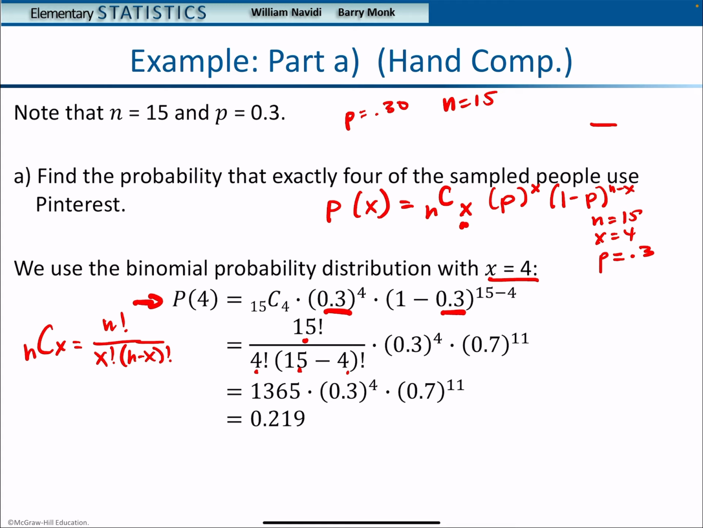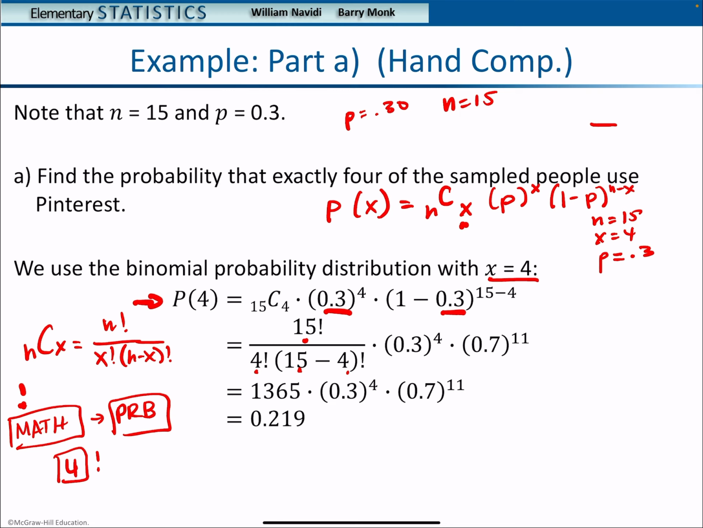There is a calculator key that's factorial, and let me tell you where it is. To find the factorial key in a calculator for TI-84, you hit the math key, and then you scroll over to PRB, and then you'll see on the list, number 4 is the factorial option, okay? So you can enter this into your calculator.